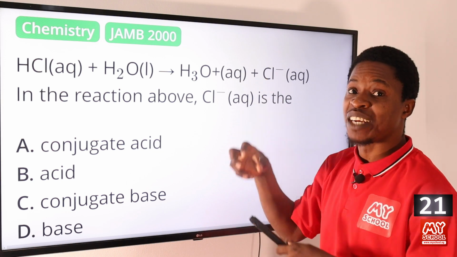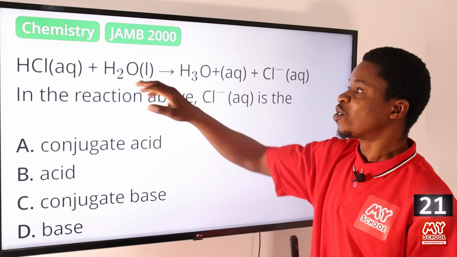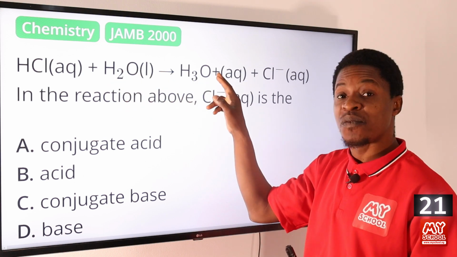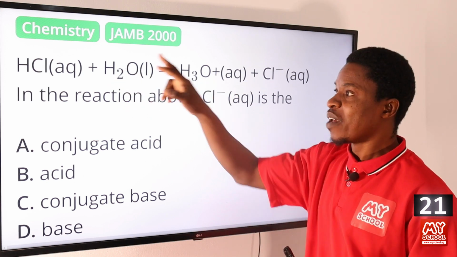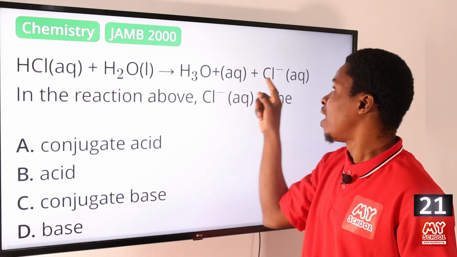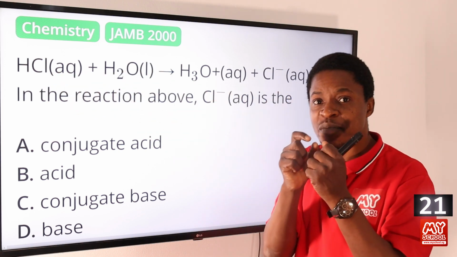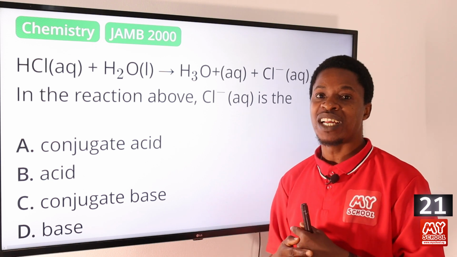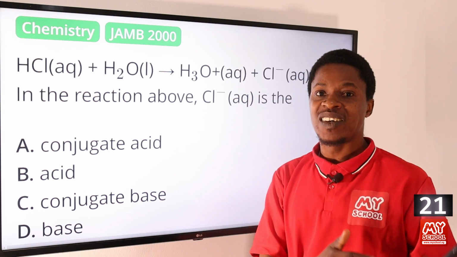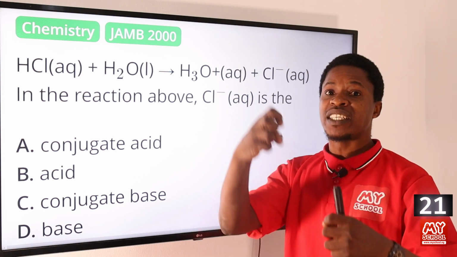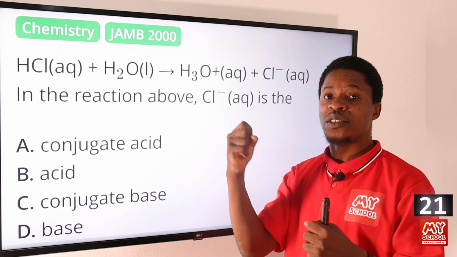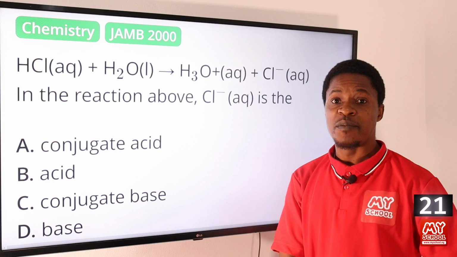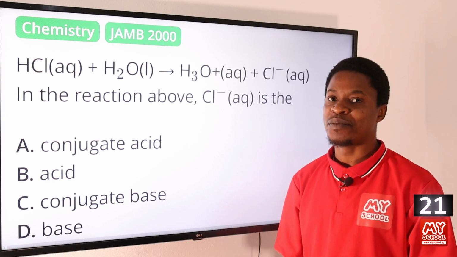Because the proton has been donated to this water, it has been dissociated in this water to form H3O positive, hydronium ion. We have chloride ion left behind. So that chloride ion that is left behind is called a conjugate base. Conjugate bases are usually formed from an acid. When an acid donates a proton or hydrogen ion once dissociated in water, what is left behind is what is called a conjugate base.